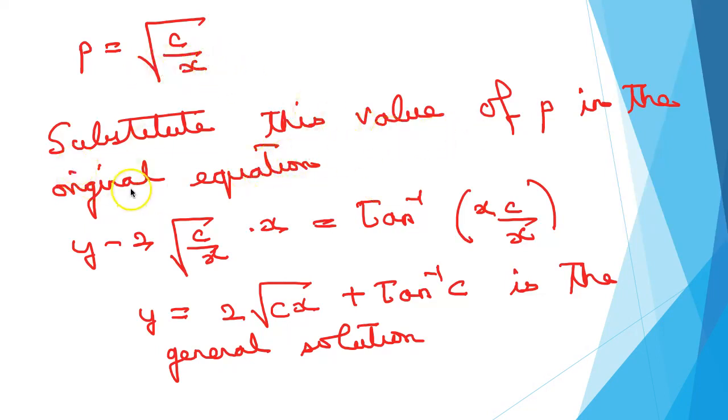Now notice the step here. We substitute this value of c in the original equation. That is the question. So we get y minus 2 times, instead of p, I get root of c/x, into x, equal to tan⁻¹ of p²x. So c/x into x, or y equals 2 root cx plus tan⁻¹ c is the general solution.